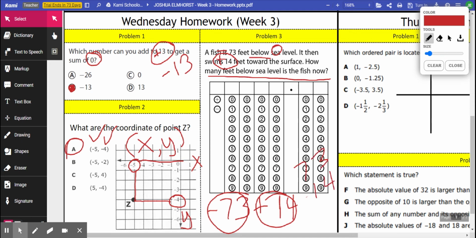73 minus 14, we can subtract these two numbers because they're opposites. So 13 minus 4 is going to be 9. We borrowed, so you got 6 minus 1 is going to be 5. So this is still negative because we were more negative. The fish is still underwater. If this turned positive, that means the fish is above water, 59 feet above water.